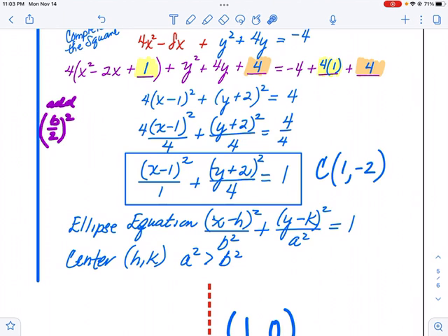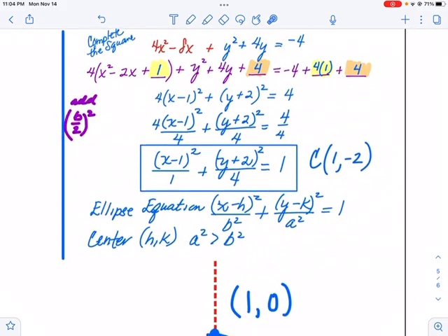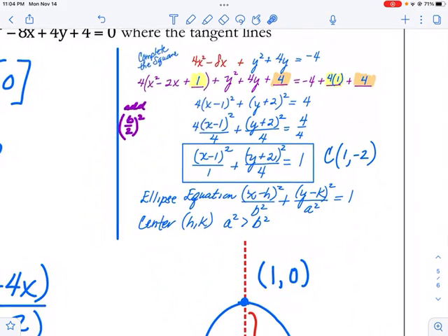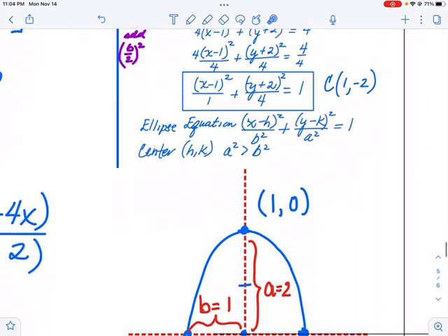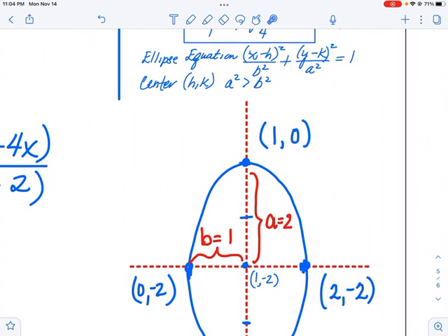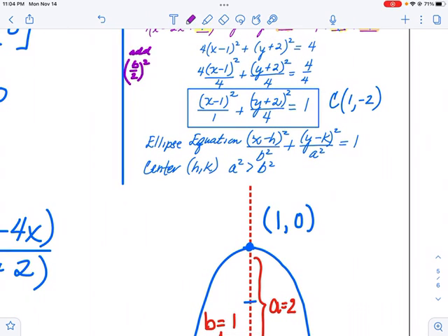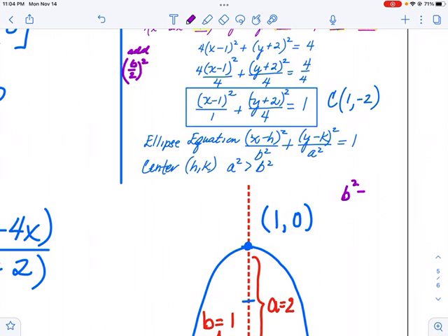Now, I have the y term second with the a squared at the bottom, but a squared is reserved in ellipses for the axis that is the longest. In this case, the vertical axis is going to be longer. So the center is at 1, negative 2, and we put the center there. And then since b squared is equal to 1, b is equal to 1.